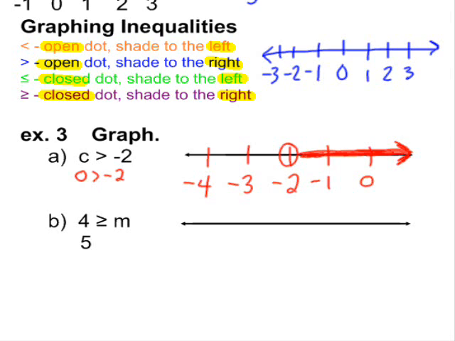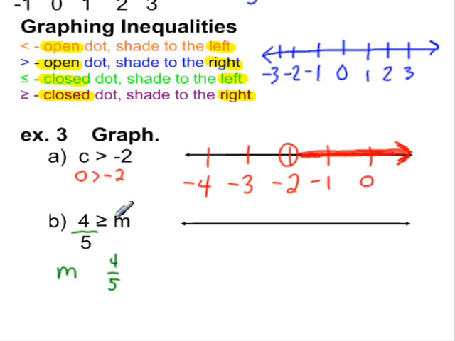Our B example will be the same way, only this time we've got a fraction. 4/5 is greater than m. Now, before I start anything, I'm going to switch the sides. It'll be easier to graph if we have our variable on the left side.